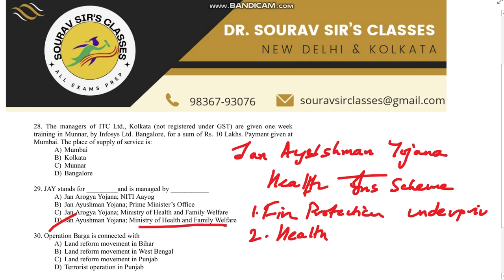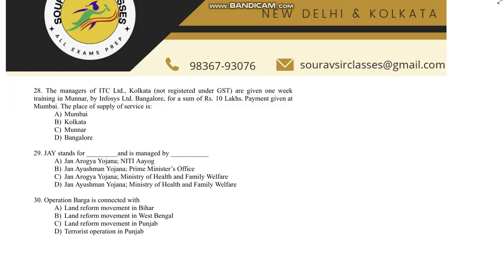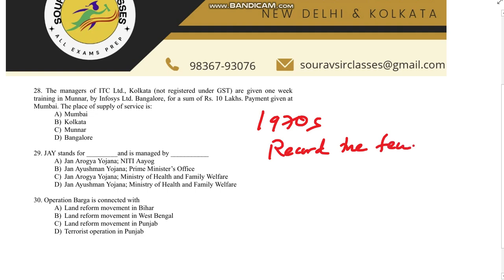Next question we are having on Operation Barga. Is Operation Barga connected with the land reform movement in Bihar, land reform movement in West Bengal, land reform movement in Punjab, or terrorist operation in Punjab? Operation Barga was a land reform initiative implemented in West Bengal in the 1970s. And what was the objective? The objective was to record the tenancy of sharecroppers and provide them with legal rights to the land they were working on. So this was part of the broader effort.